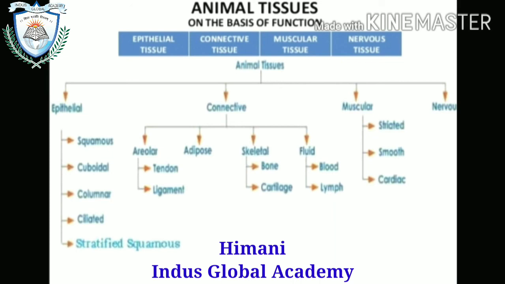Areolar is further of two types: tendon and ligament; skeletal, bone and cartilage; and fluid connective tissue of two types: blood and lymph. Muscular animal tissue is further divided into striated, unstriated and cardiac.